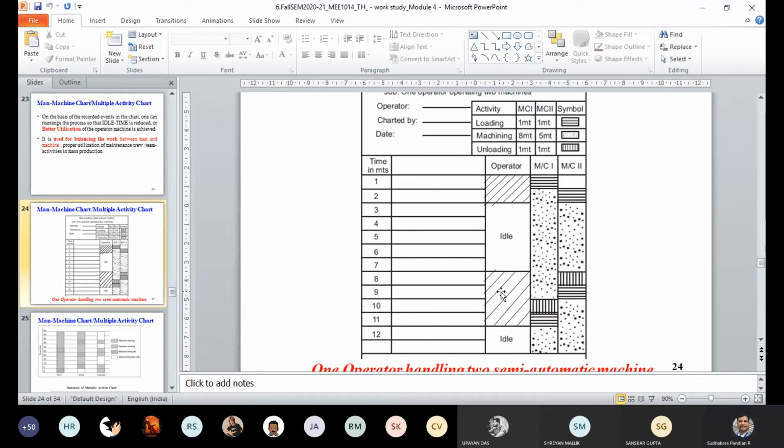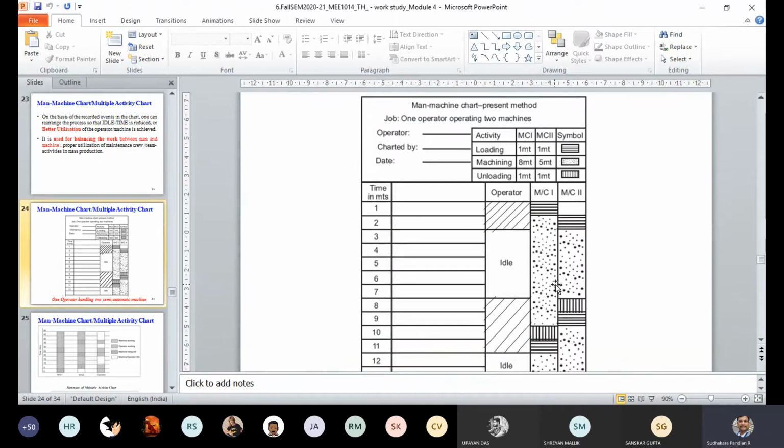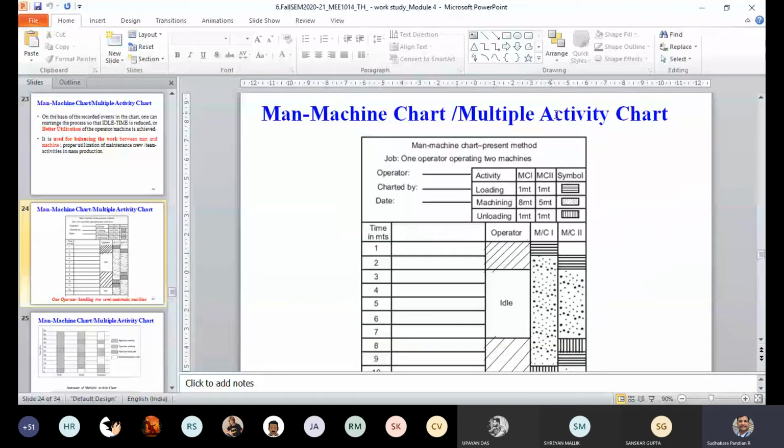Okay. So this is the standard method of making a man-machine chart. It is not only for two machines; you can include as many machines as possible, 3, 4, 5, whatever it is, for one operator. Similarly, you can have two operators with one machine, or three operators with one machine, or three operators with three machines. That is why it is called multiple activity.